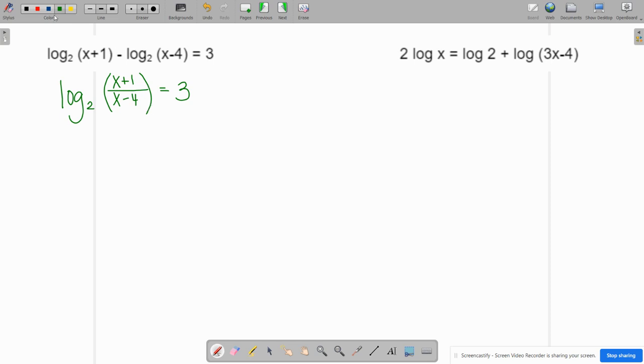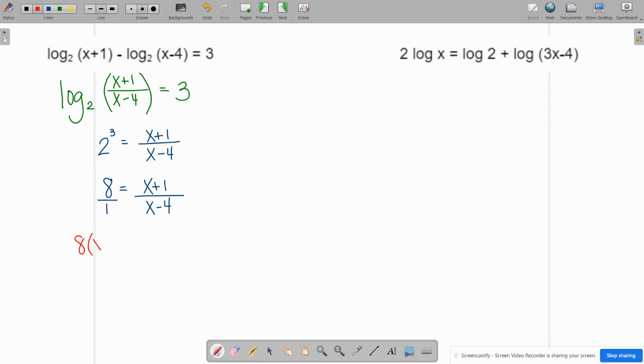So now we can go on to step 2 where we rewrite this as an exponential function. So in this case, we could say 2 cubed equals the quantity x plus 1 over the quantity x minus 4. 2 cubed we know is 8. So 8 equals x plus 1 over x minus 4. This is really a proportion, right? This is like saying 8 over 1. And we know to solve that, we could solve using cross products.